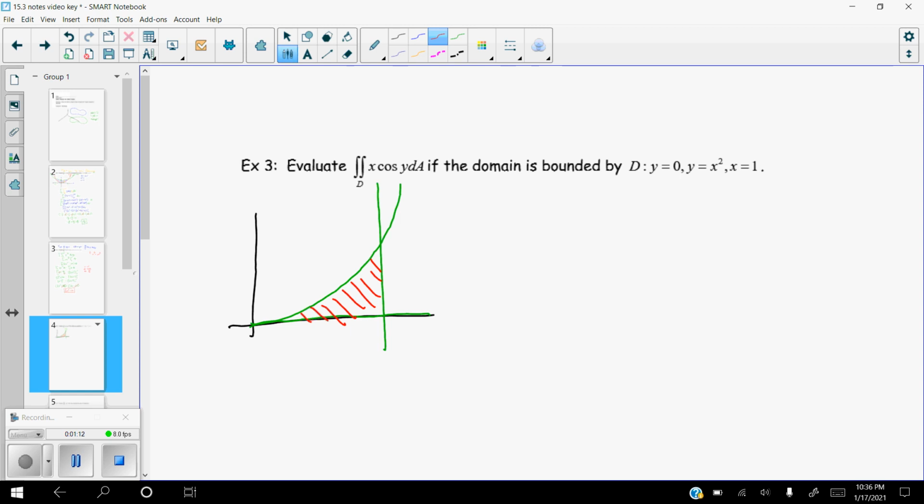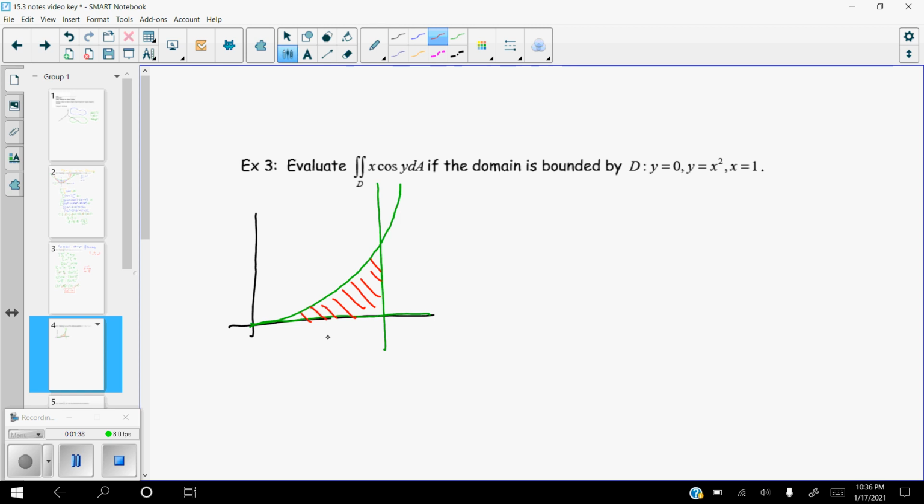So now the question is, is it going to be better or easier to do this as a type 1 or a type 2? Part of that is determined by what your surface is, whether it's going to be easier to take an antiderivative with respect to y or with respect to x first, or how we're going to deal with that. In this case, we can actually do it either way.